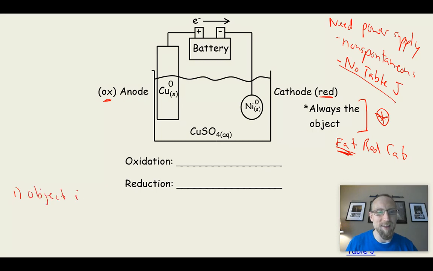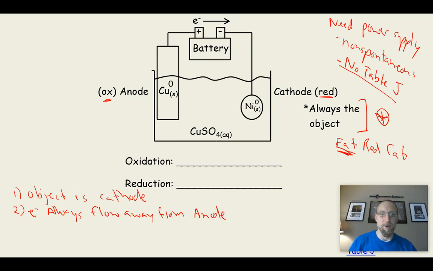Object is the cathode. Right. That's what's different from our voltaic cells. But everything else is the same. Two, electrons always flow away from the anode. All right, electrons always flow away from the anode.